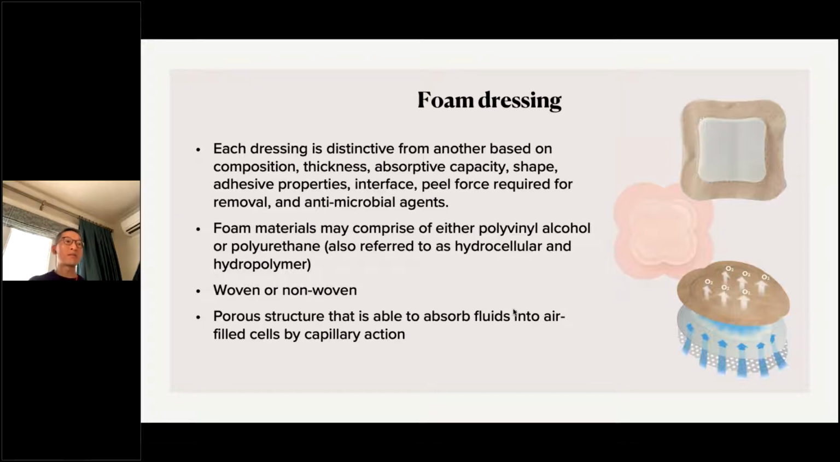And most of the foam material are comprised of two major ingredients. Either is the polyvinyl alcohol or polyurethane material. They can be woven or not woven, and the structure could be quite different. I think most of the modern foam dressings are much better compared to the first generation foam dressing that we saw before, like 10 years ago.